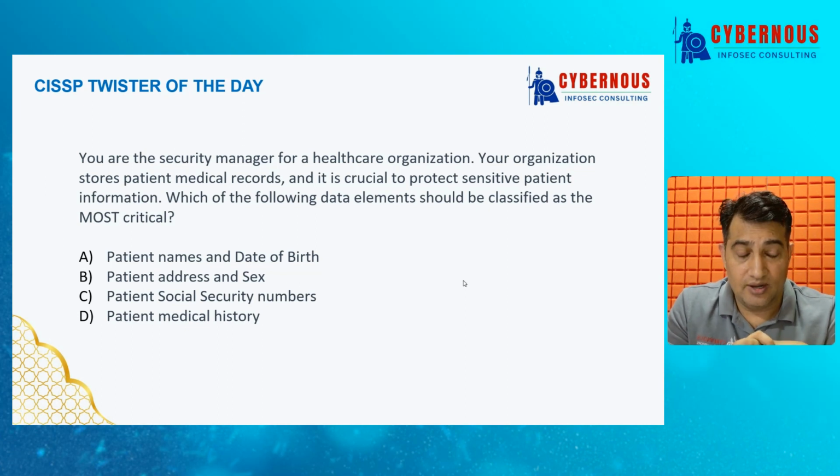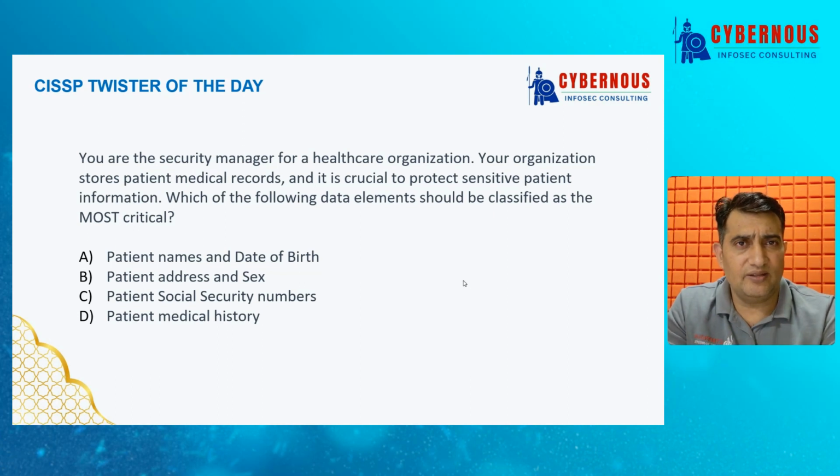Then we'll go to option number D, which says patient medical history. And that obviously is very, very critical. But sometimes only having the patient medical history does not give you a sense, or does not clearly tell you to identify that particular person.